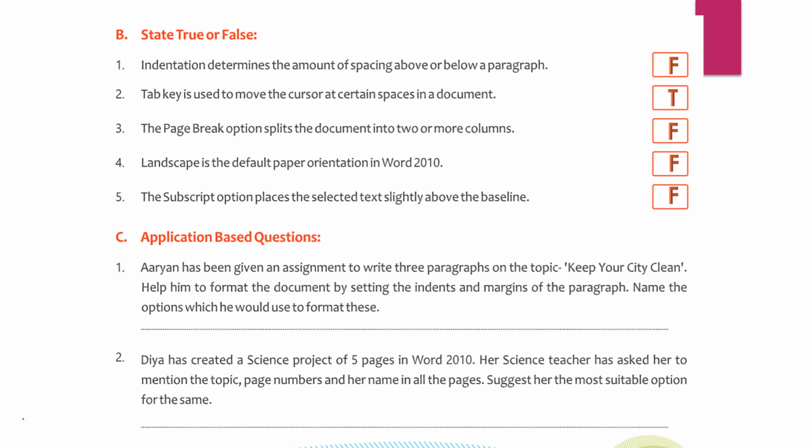Next we have an application based question. Aryan has been given an assignment to write 3 paragraphs on the topic Keep Your City Clean. Help him to format the document by setting the indents and margins of the paragraph. Name the options which he would use to format these. So the correct answer is indentation and margins. Indentation to set the indents and the margins option to set the margins.